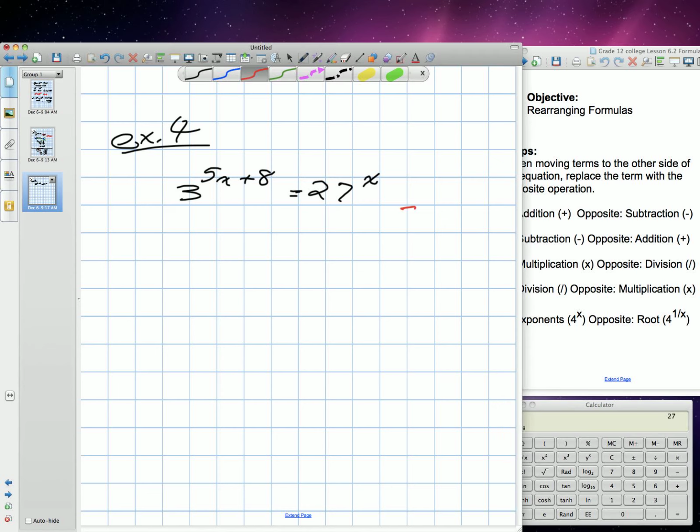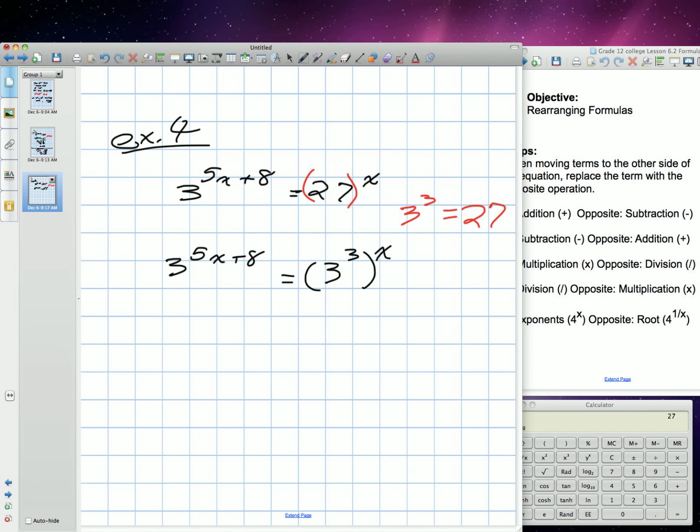So we're going to get 3 to the power of 5x plus 8 is equal to, now remember this rule, okay? 3 to the power of 3 to the x. Does anyone remember an exponent rule here? This is a power of a power. Yes, so we have to multiply those two together. So we can't just drop the 3's yet. We've got to multiply the two exponents together. So we get 3 to the power of 5x plus 8 is equal to 3 to the power of 3x, where we multiply our two exponents.